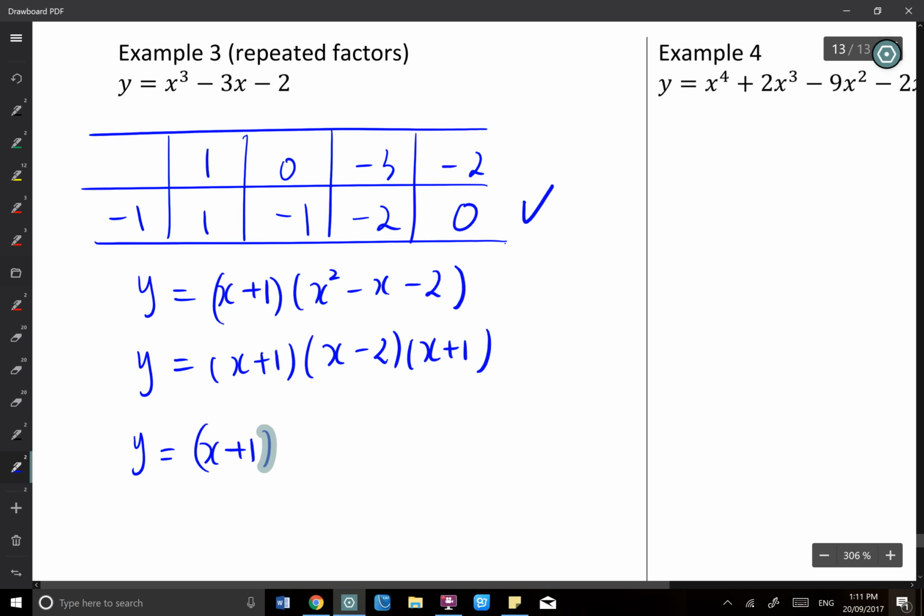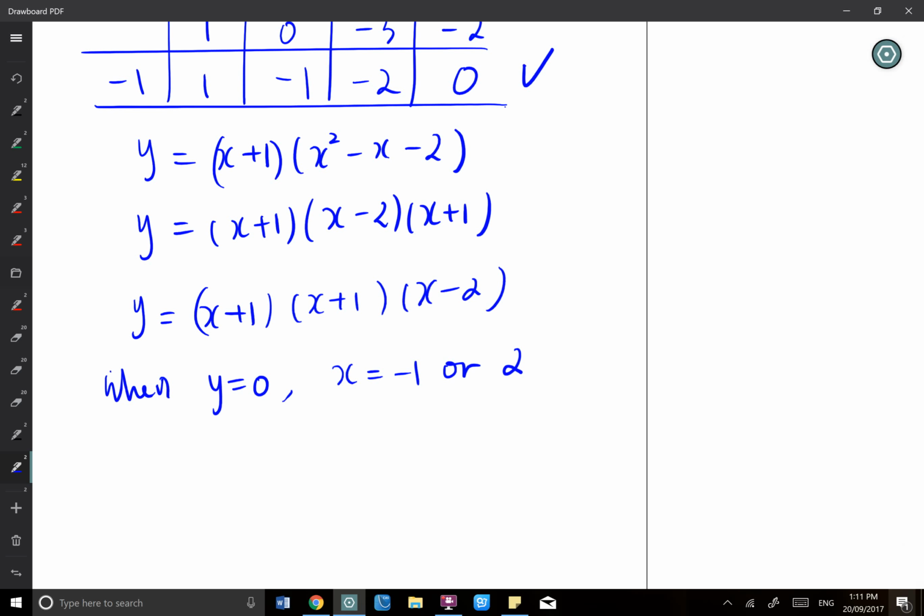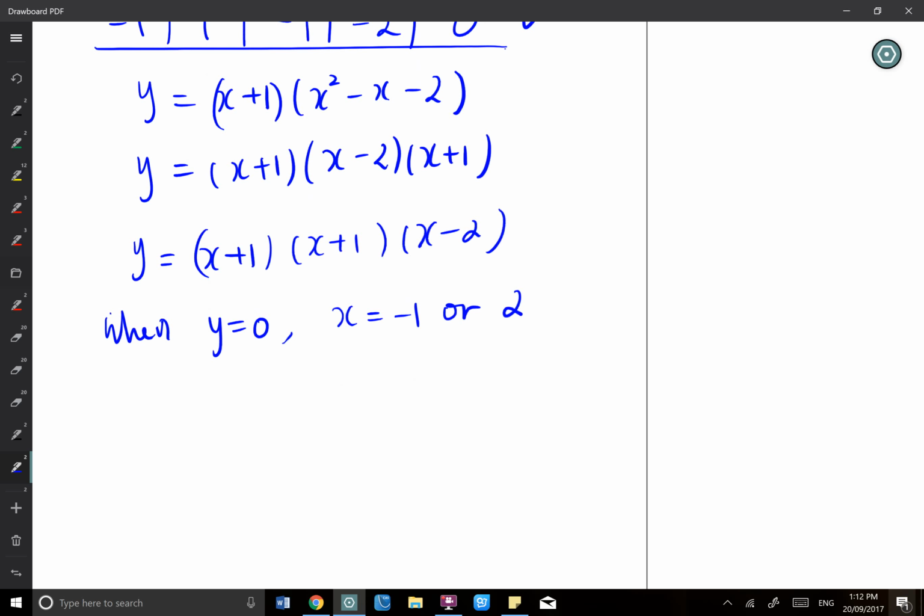Oh, well, I'm not going to write the square yet. I write x plus 1, and x minus 2. So when you solve for the x-intercept, when y equals 0, x can be -1 or 2 only. There are only 2 values. You're not going to have 3. Even though you have 3 factors, you're not going to have 3 values. But the -1 is repeated. You repeat -1 another time.